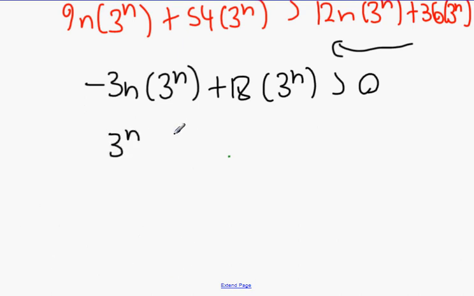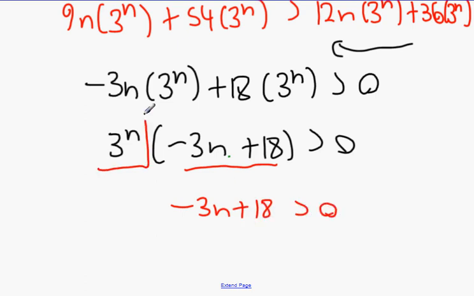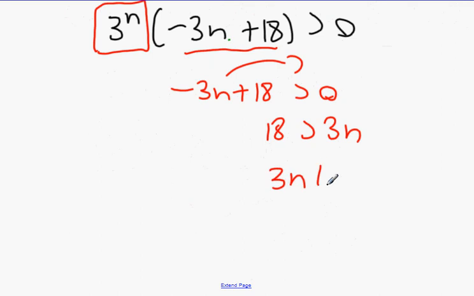Now what we can do next is factorize out 3 to the n. And what we get is minus 3n plus 18. We need to look at this section here. This section here determines if it's positive or negative. So we need minus 3n plus 18 to be bigger than 0, because this is guaranteed to be positive. So this part here determines whether it's positive or negative. Bring the 3n over to the other side. We're going to get 18 greater than 3n. Do a switch. 3n is smaller than 18.